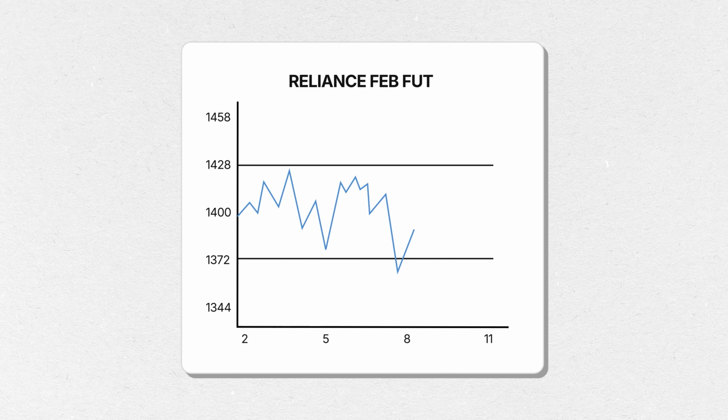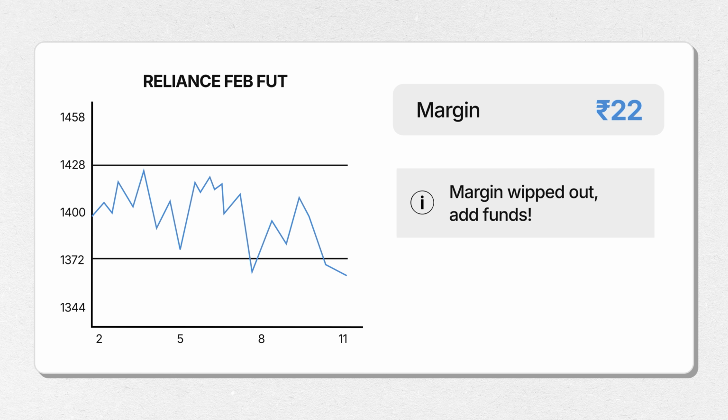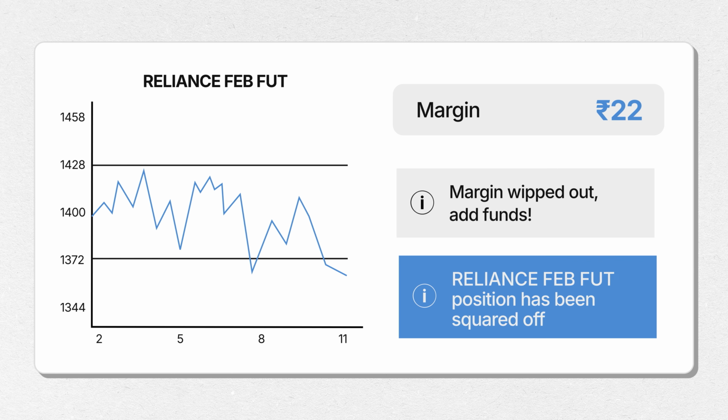Now imagine what happens if you have only 1.25 lakh in your account and you use all of it to buy one lot of Reliance futures. If the stock moves down by just 28 rupees, a significant portion of your margin is wiped out. You will receive a margin call, and if you don't add more funds immediately, the broker will square off your position. That is why they say leverage sits at the heart of position sizing and risk of ruin.